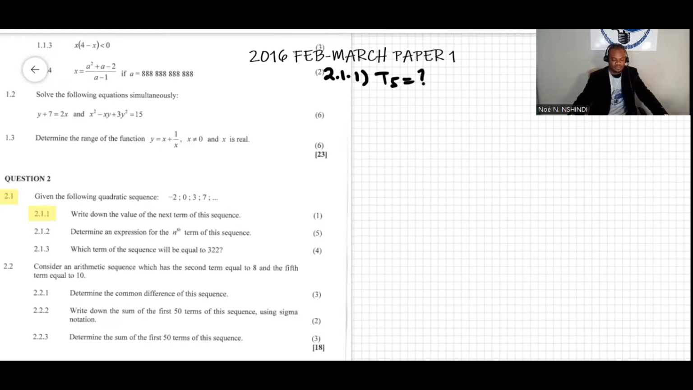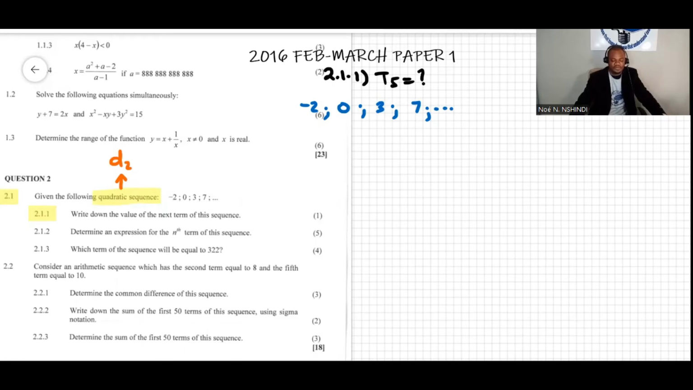All right, I'm gonna write the terms here. The terms are -2, 0, 3, 7. Okay, now when we look at the question, we need to consider the fact that the sequence here is a quadratic sequence. A quadratic sequence implies that the second difference of the terms is constant.